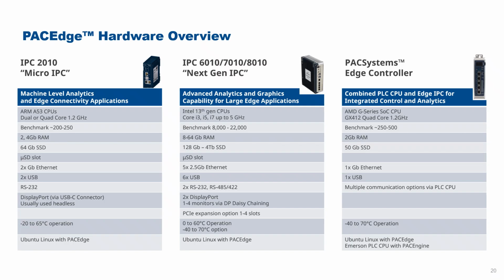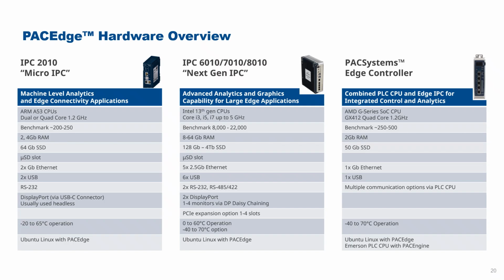As standard, the IPC 6010 Next Gen IPC range covers 0 to 60 degrees C, but we do have a -40 to 70 degrees C option. But again, it's got the same base package. It's Ubuntu Linux with PACEdge, and then there are optional add-ons to add on Connect or WebHMI. And then finally here you've got the PACSystems Edge controller. This is that combined PLC CPU and Edge IPC.